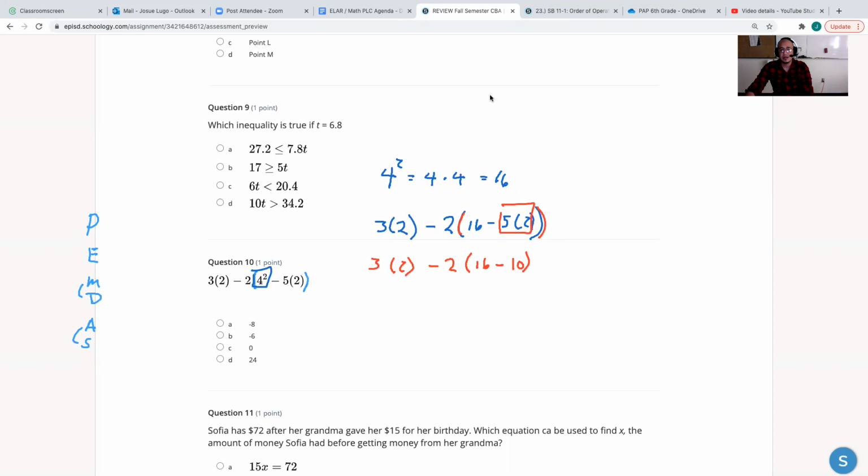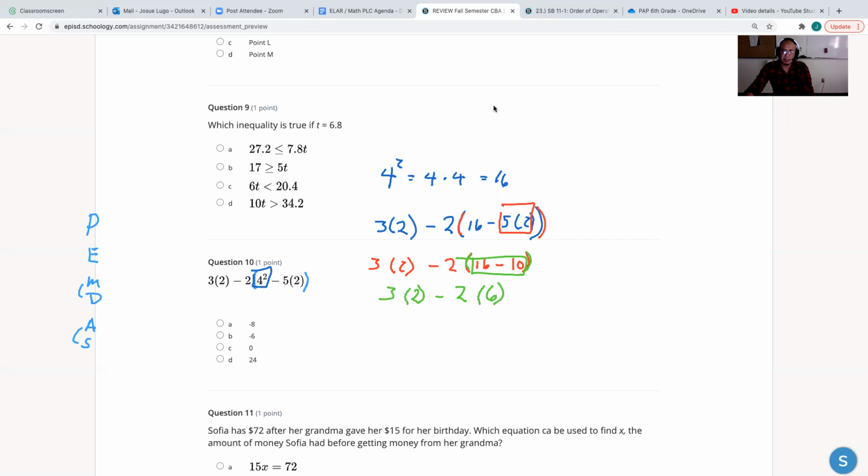Very good. All right, let's continue. Again, I'm still not done with the parentheses, but now I only have one operation in there. That is 16 minus 10, which gives us 6. Bring down the parentheses.